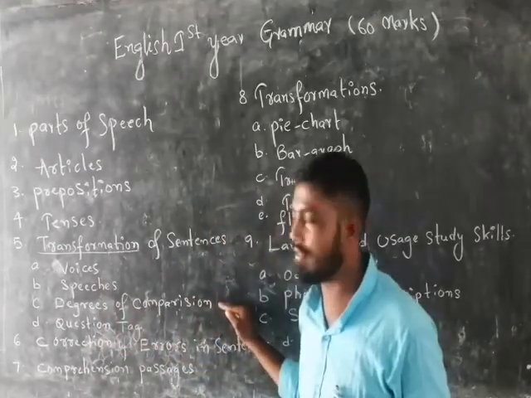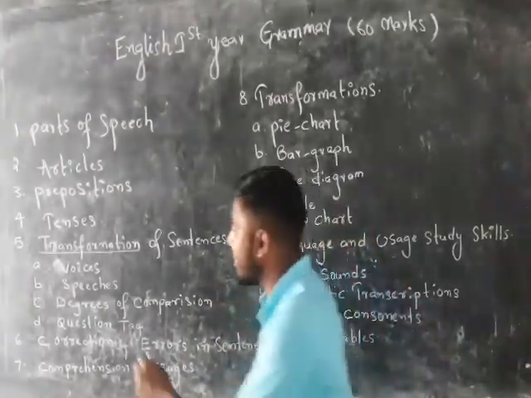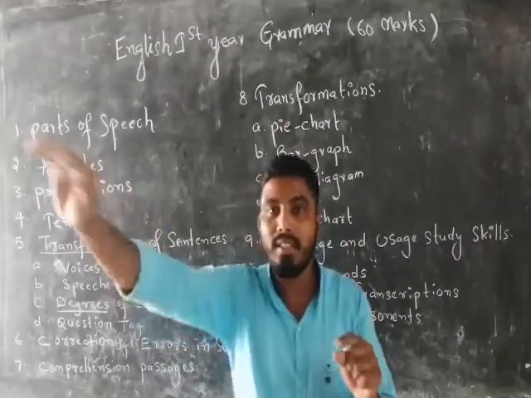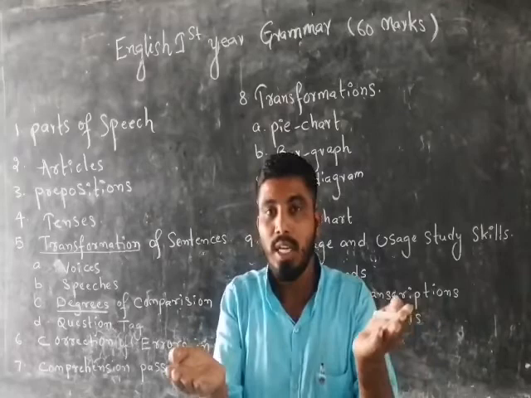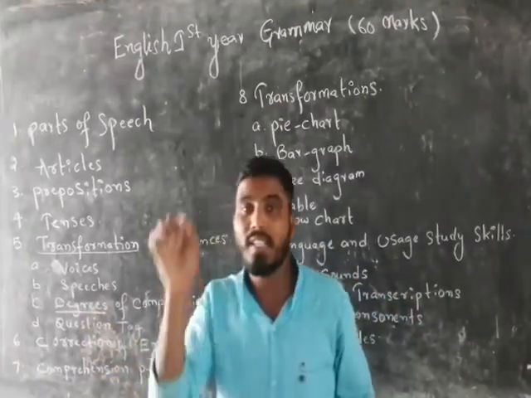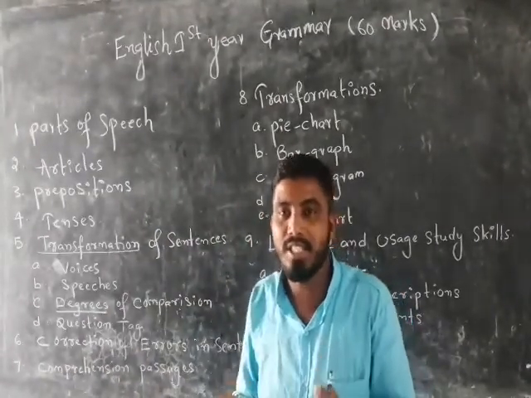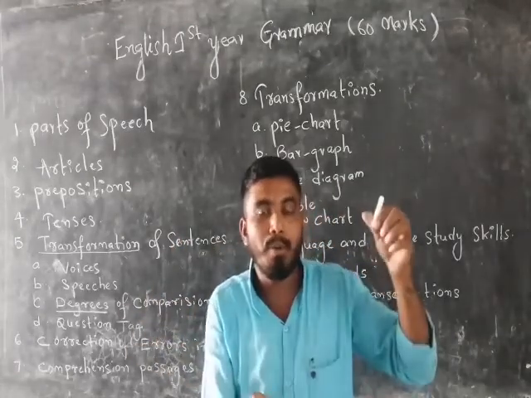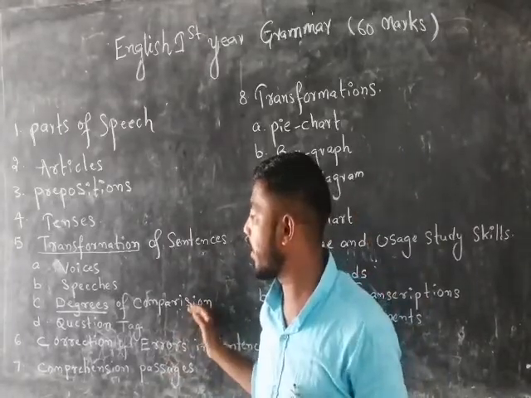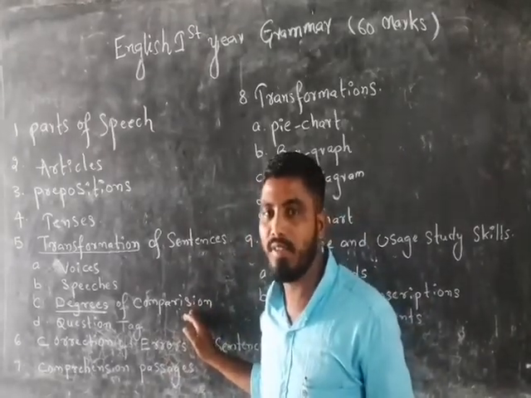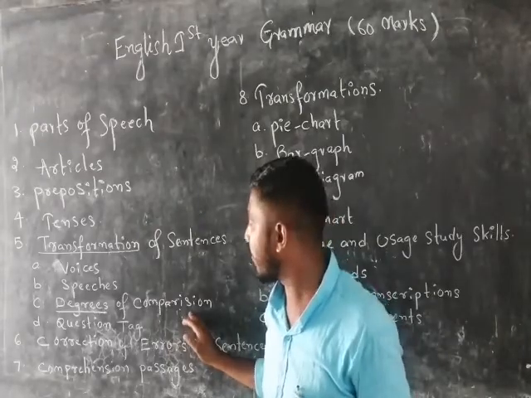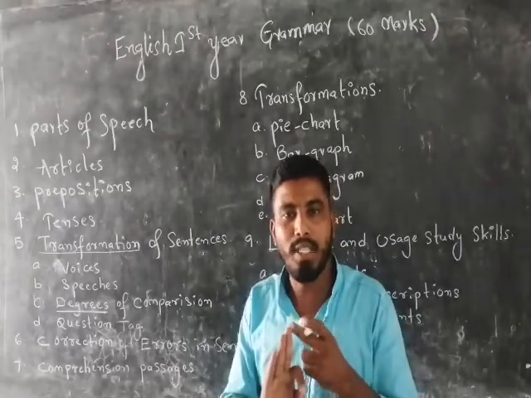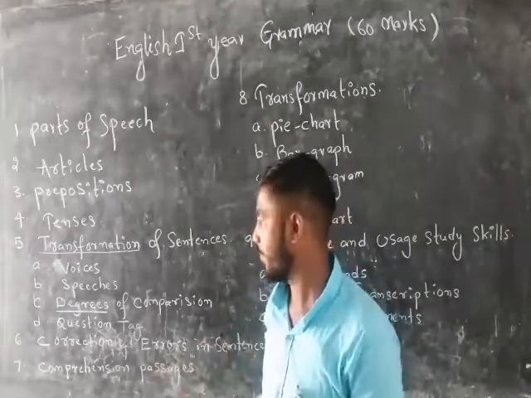Degrees of comparison. Degrees means nothing but state. While you compare one thing with other things, it is called comparison. It indicates the state of that noun. Whatever we are comparing, to tell its position we use degrees of comparison here. Degrees of comparison consist of three degrees: positive degree, comparative degree and superlative degree.